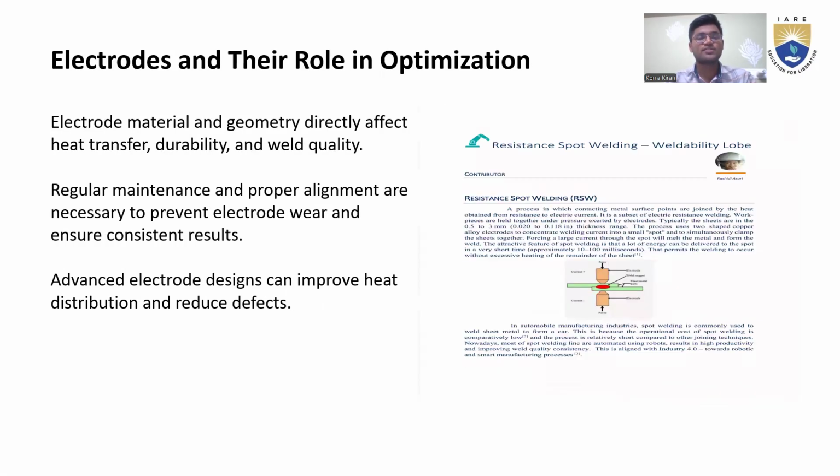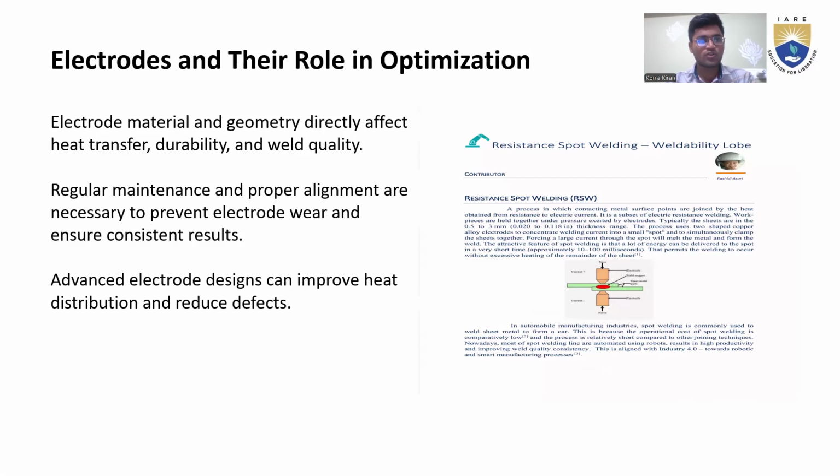Electrodes and their role in optimization. In optimization, what are the electrode's main observations? Here the main observations are durability and heat transfer. These two things are very important. And one more thing is that it can distribute the heat to reduce defects. It will reduce the defects through heat distribution.